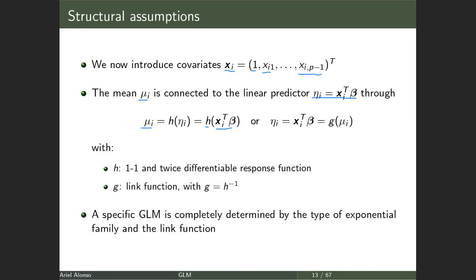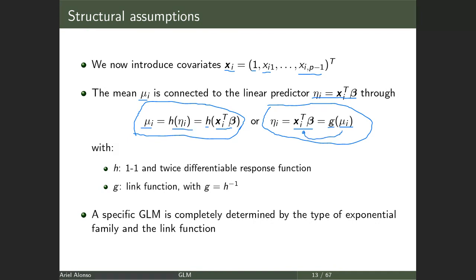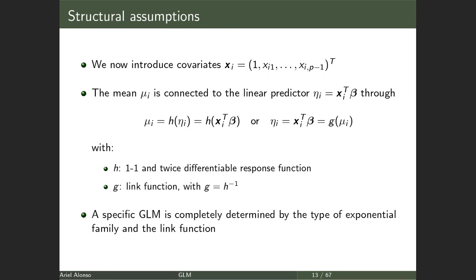Or equivalently, if you want, you transform your mean using a link function, and now you connect that to your linear predictor. These are two ways of doing the same thing, two ways of writing down your model. You can transform the mean and then link it to your linear predictor, or you can transform your linear predictor and then link it to the mean, right? So this h, of course, is a one-to-one, twice differentiable response function, and the link function is then just the inverse of the response function. They are just two sides of the same coin.